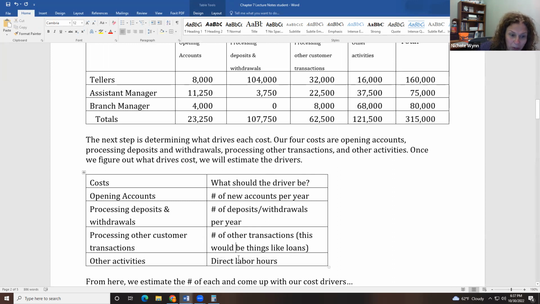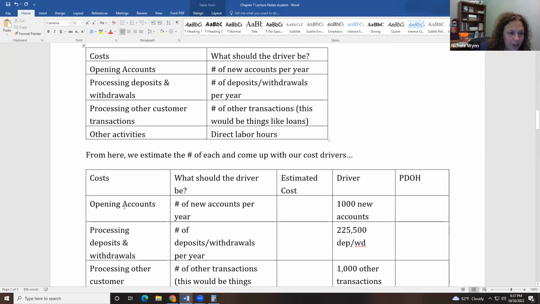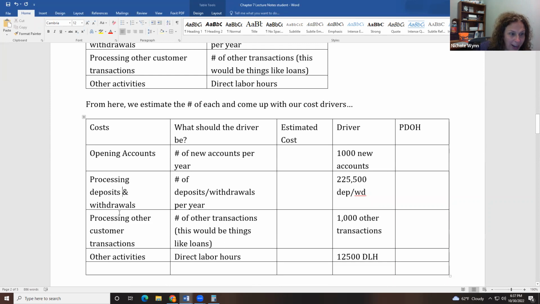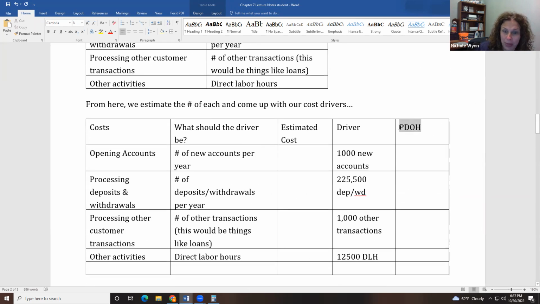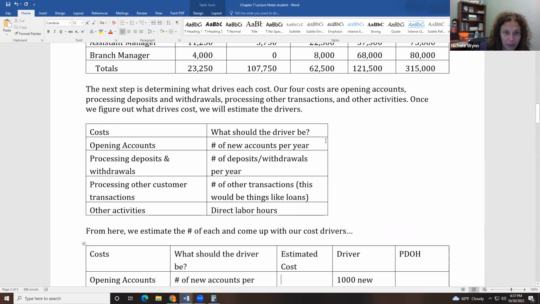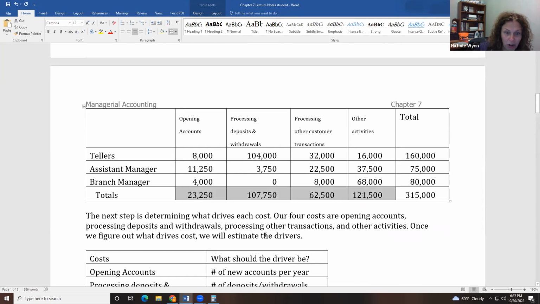So I'm going to have four different PDOs, predetermined overhead rates. Okay. And so what I will do is I have my four activities: opening accounts, processing deposits and withdrawals, and so on. And I'm going to come up with each of my predetermined overhead rates. Here are my estimated costs. And remember when you did predetermined overhead rates, you did estimated cost divided by estimated driver? And so here's how we get our estimated costs.